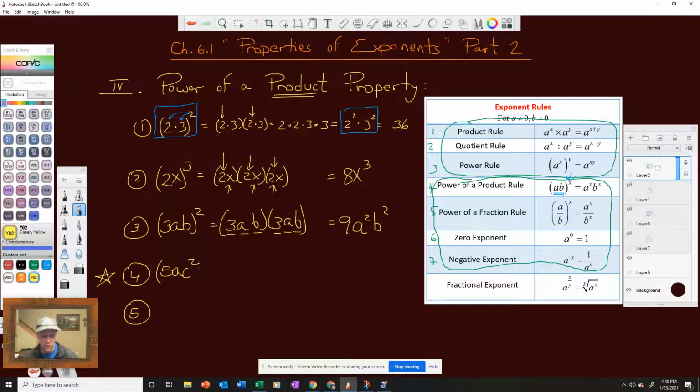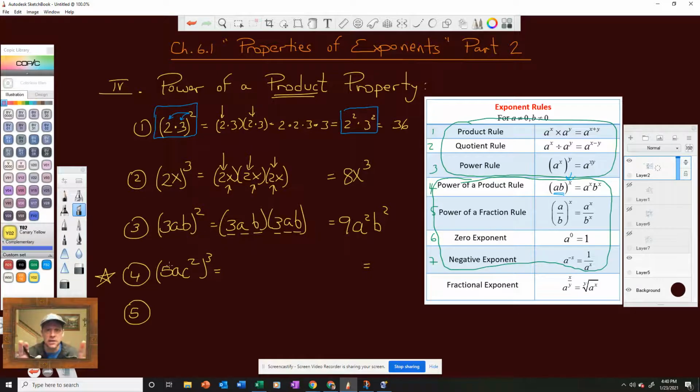5ac squared, cubed. Pause the video. What do you think? All right, this one was tricky because it actually has 2 properties in it. Not only are we using the power of a product property, but we're also going to have to use the power of a power property, because right here we have the power of a power. So let's see. The answer should be the cubed applies to everybody.